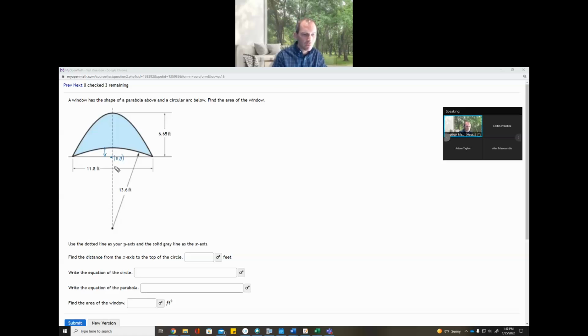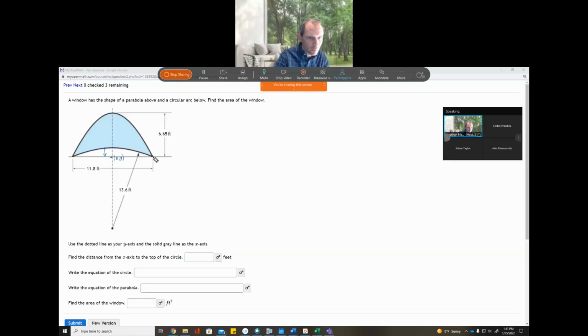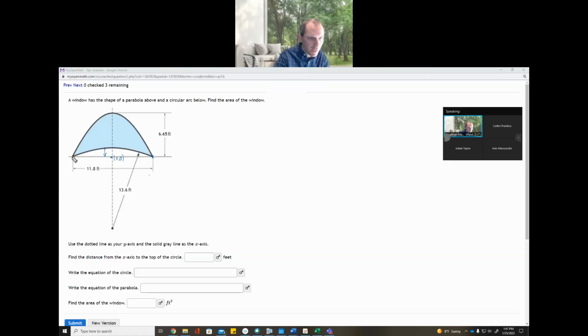Okay, so how do I go about finding that distance? Well, one of the things I can do is take advantage of the information that I know, right? So I can figure out these points. If the top of the parabola is this dotted line, I can see that it's nice and symmetric. Same with the circle, nice and symmetric. So these points are going to be symmetric. And if they're 11.8 feet apart, then it's going to be half of that in either direction, right?